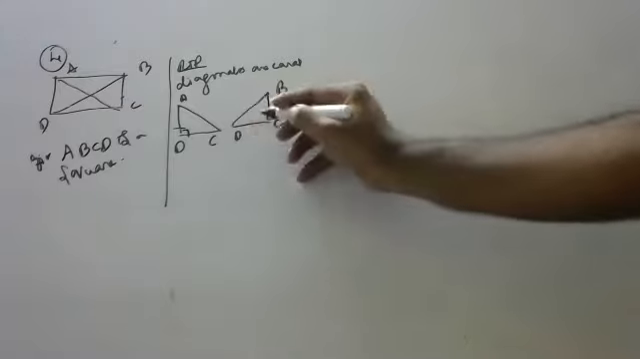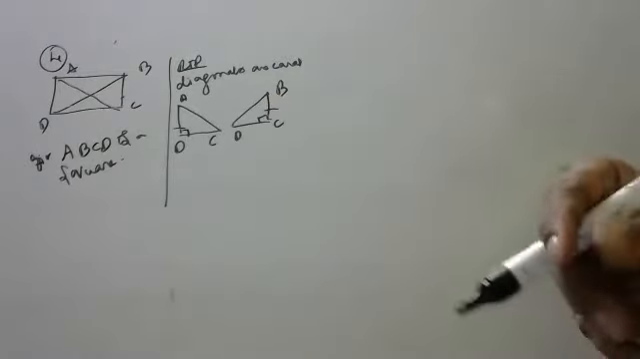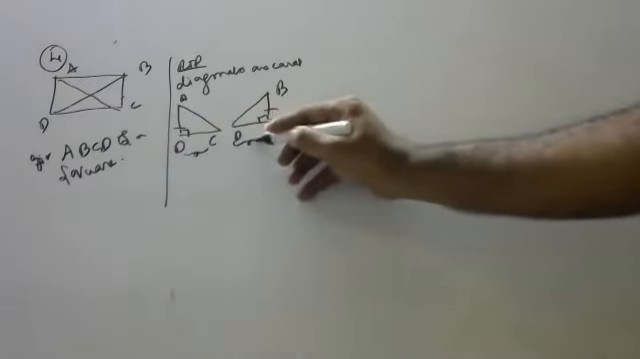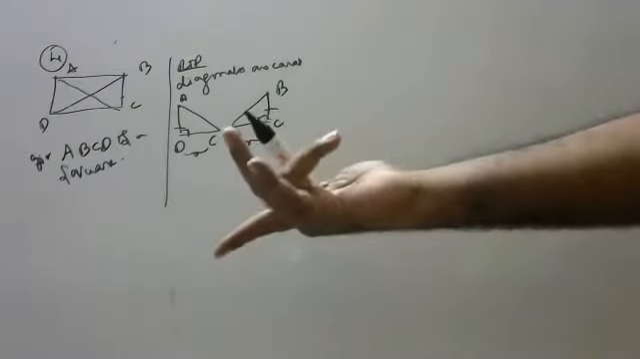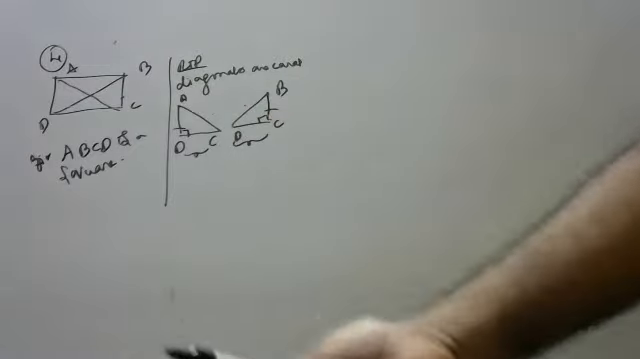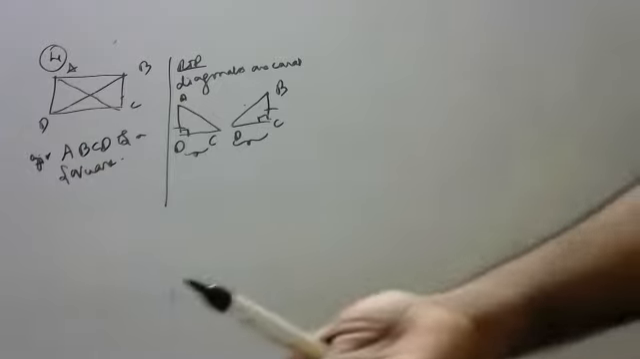Children, can anyone say why angle D and angle C are equal? Sir, in a square all angles are equal. In a square, all angles are 90. Can anyone say CD is equal to CD? Common side. By SAS, they are congruent. By congruence, AC and BD are equal. Diagonals are equal.